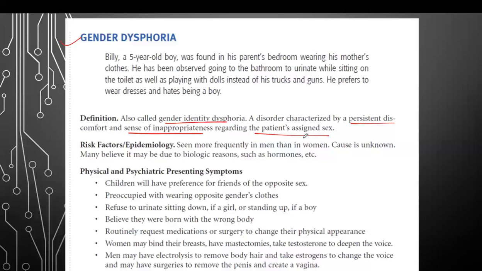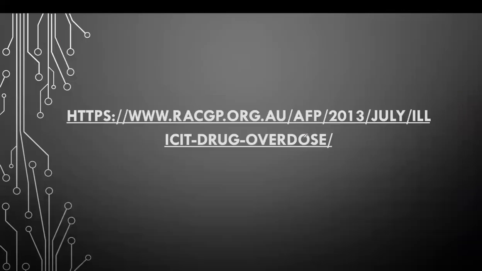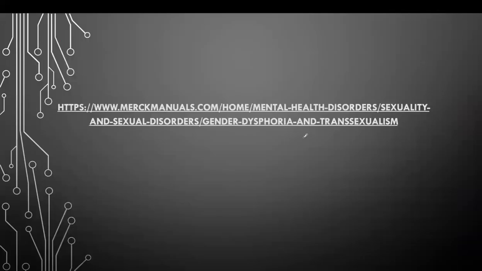So what happens in these patients is that even though they are male, they feel that they should be female. So they have a persistent discomfort about their gender. That is what we call gender identity disorder or gender dysphoric disorder. Now, gender dysphoric disorder also has a few other things that you can go through.